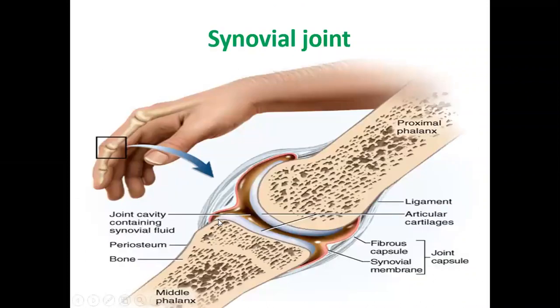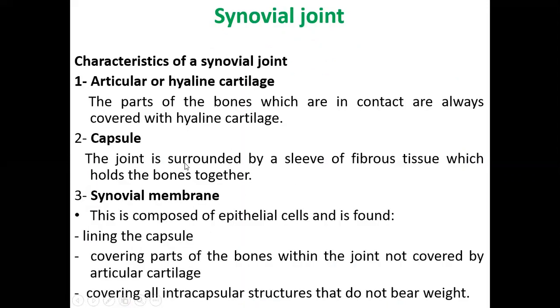If you see here inside, this is the capsule on this side. Inside the capsule, it is lined by a thin membrane called the synovial membrane. So the fibrous capsule is outside, and inside it is lined by the synovial membrane. That's why it is called a synovial joint, because it is lined by the synovial membrane, and this synovial membrane will secrete a fluid called synovial fluid.